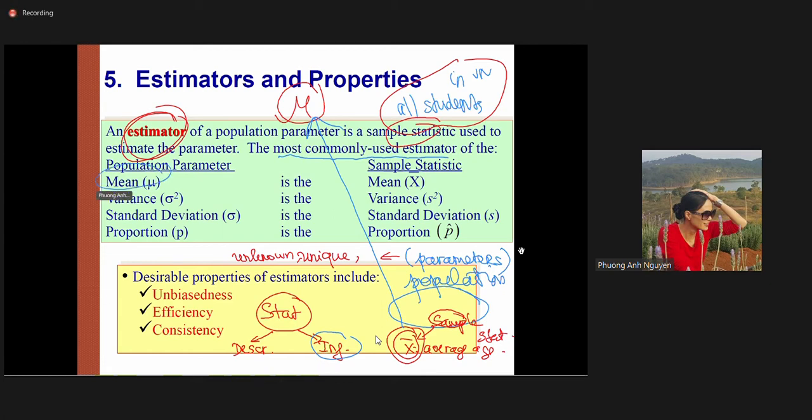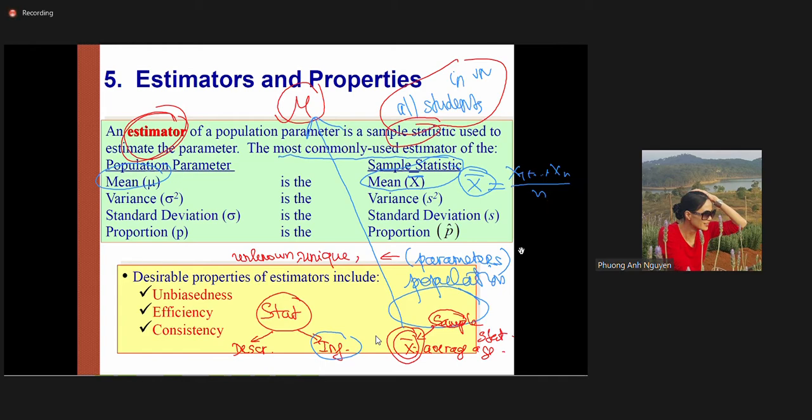Okay, the mean. In this case, if we are interested in the mean as the parameter, then the corresponding statistic is x bar. This x bar, you all know, is the average: you take the sum of the values, x1 plus x2 up to xn, divided by n.